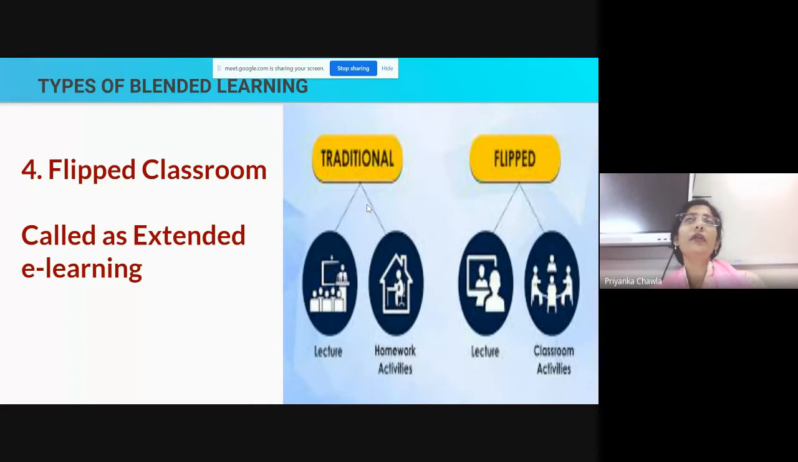First, some topic is assigned to the students. And then they have a collaborative discussion. They search it on Google and then, along with the teacher, they have discussions. So this is called flipped classroom. That means it is a combination of classroom teaching and online teaching.